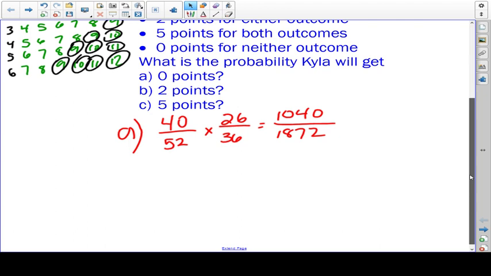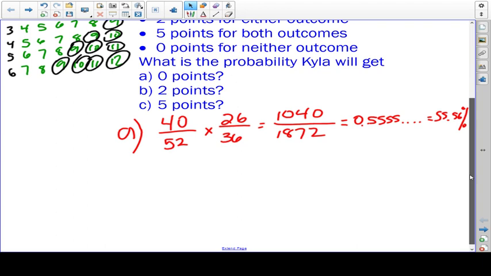So 1040 divided by 1872, if we write it as a decimal, is 0.55555. Another thing, except for money, more decimal places is always okay if they're rounded okay. So it's 0.555555555, which is 55.56%. Okay? That's the probability of getting 0 points.